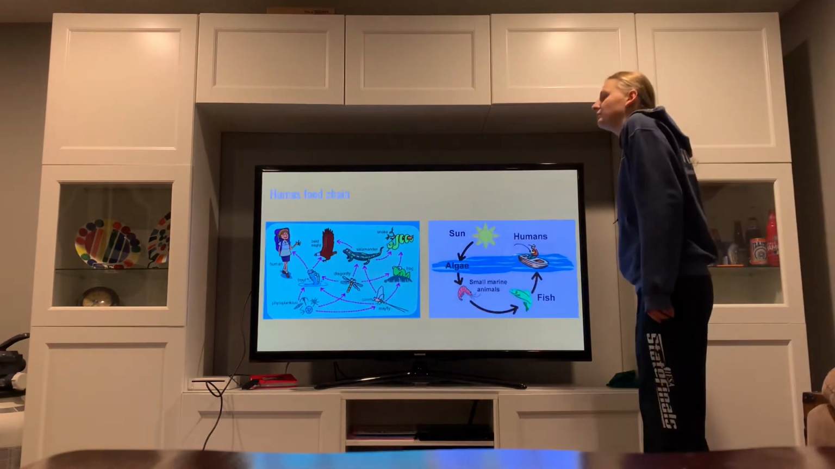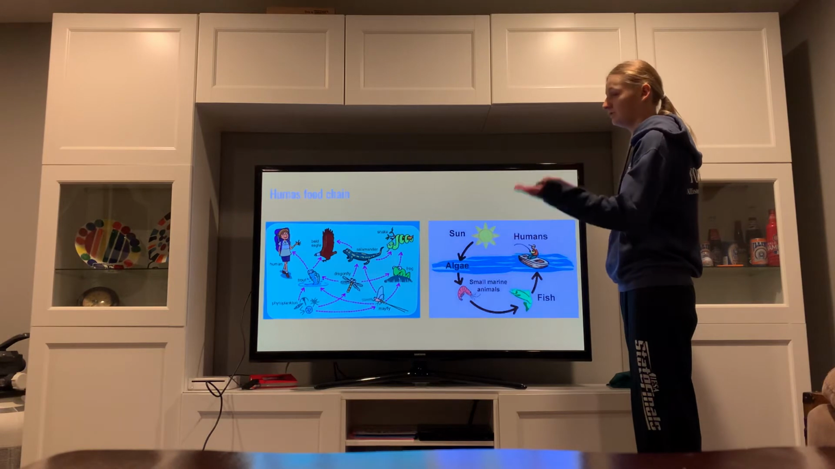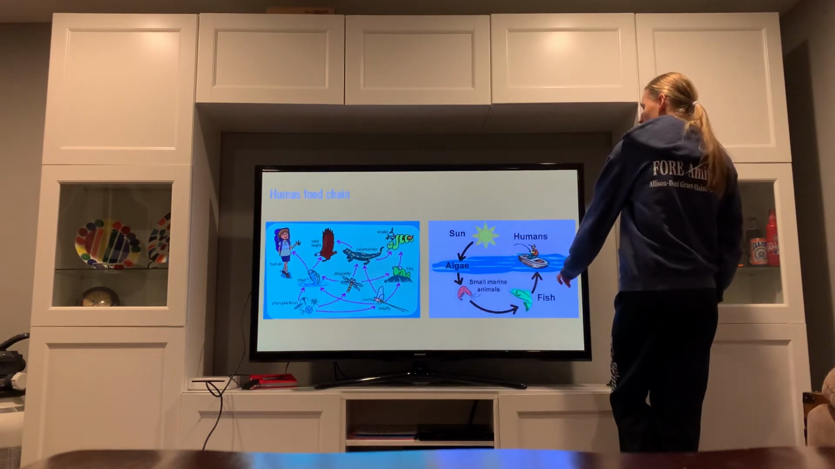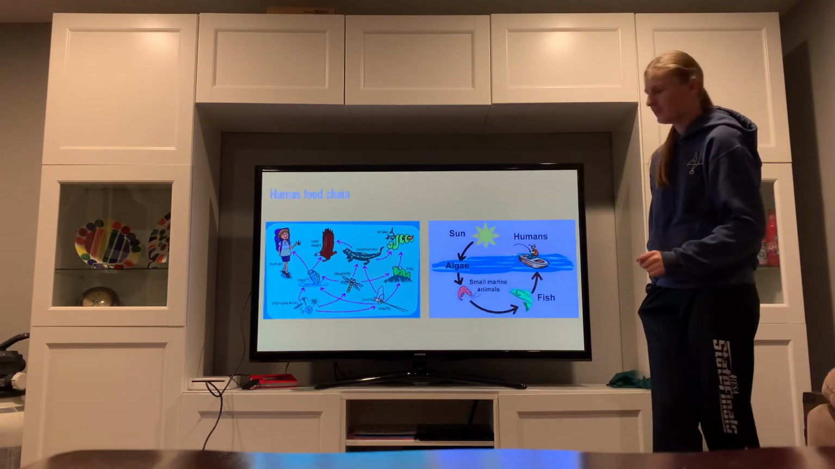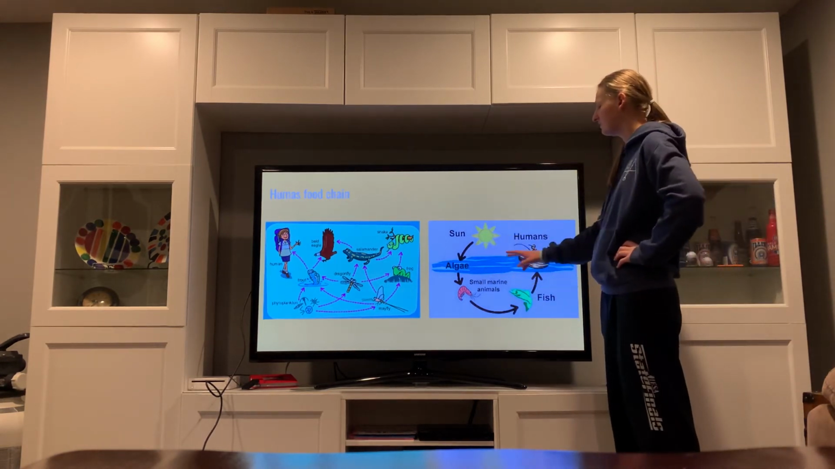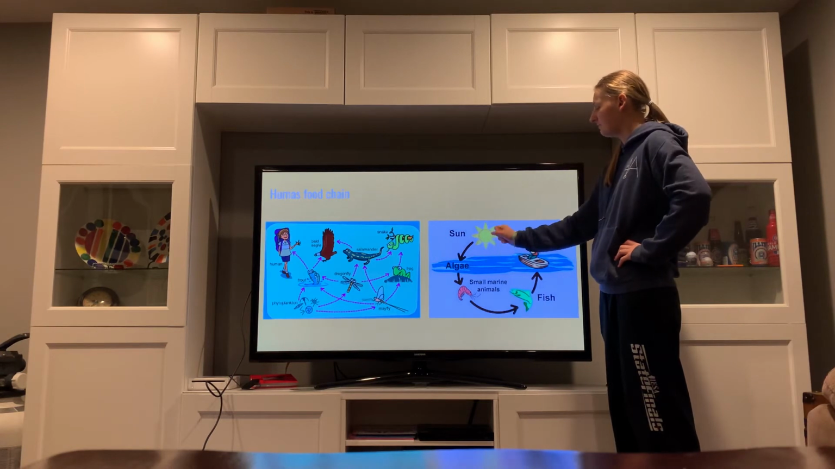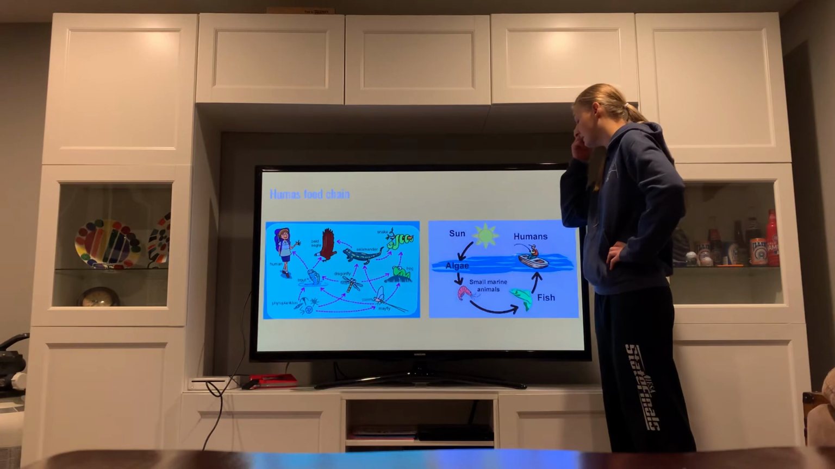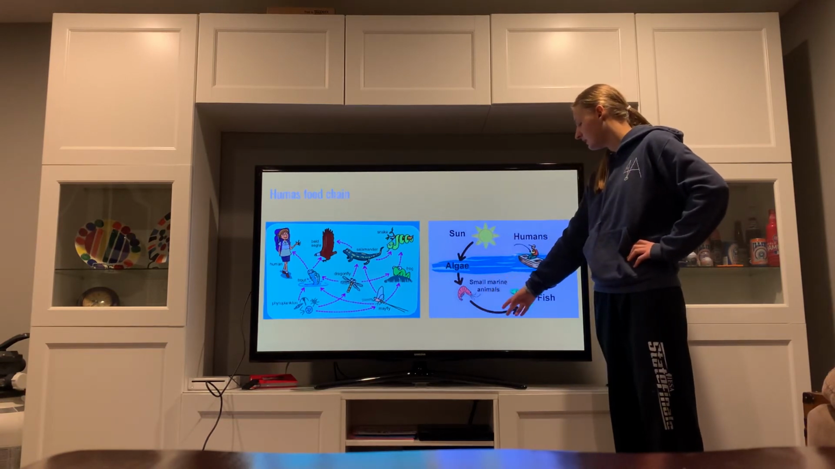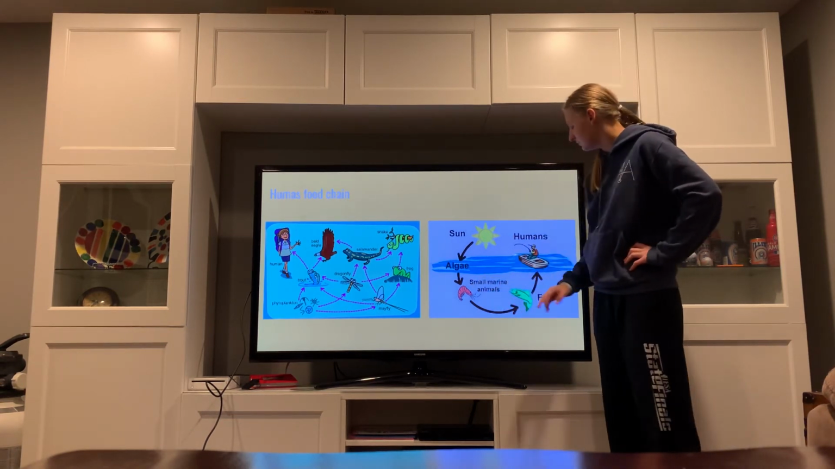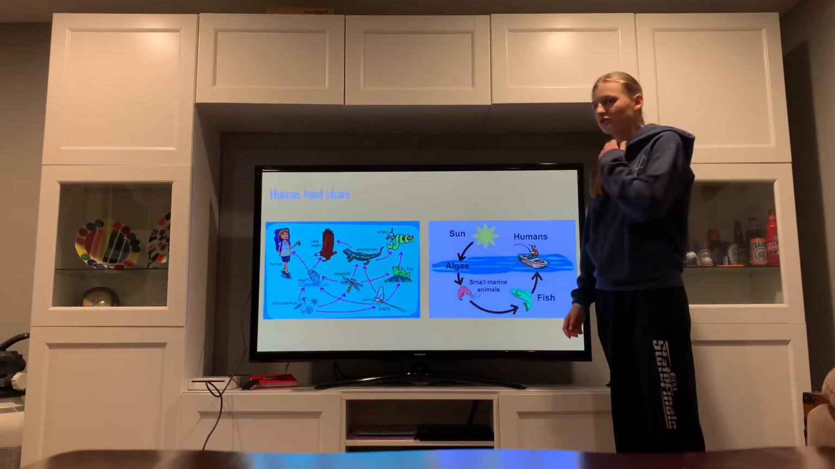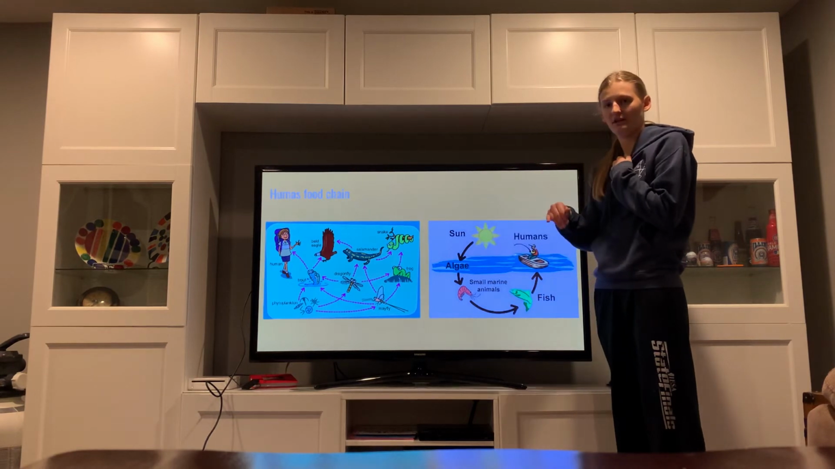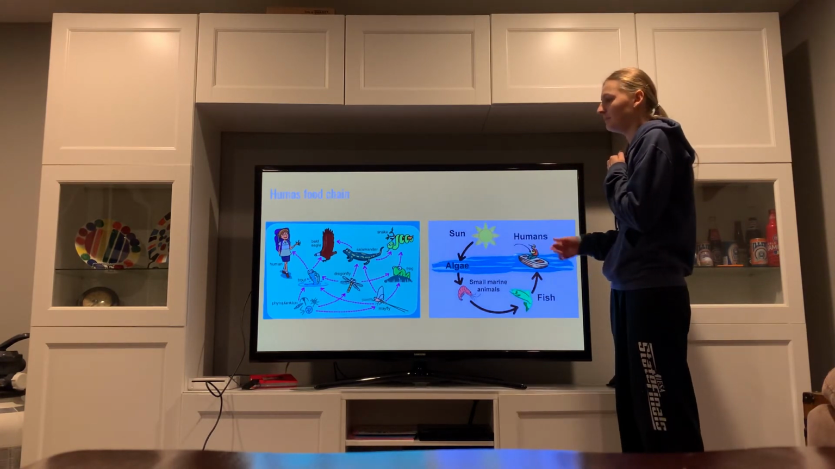So let's talk about the human food chain and how it compares to the food chain we just talked about. So let's start at this one. This is a simpler food chain because it's more of a cycle. So you can start here. The sun makes the algae. The algae is eaten by the small animals, and the fish eats the small animals, which then the human eats the fish. The only difference from the food chain is that the humans are just in the mix now.